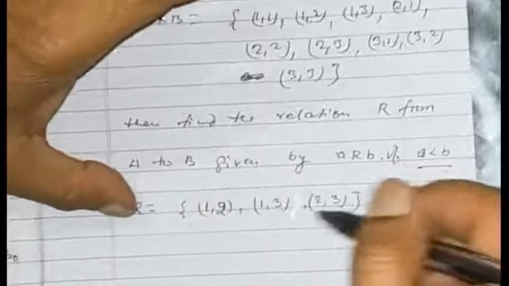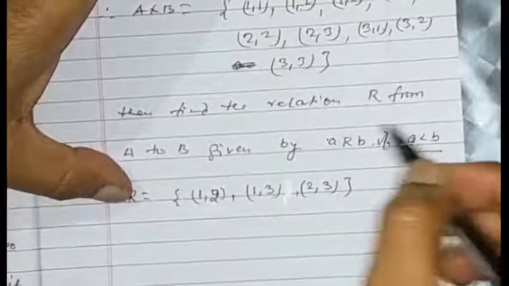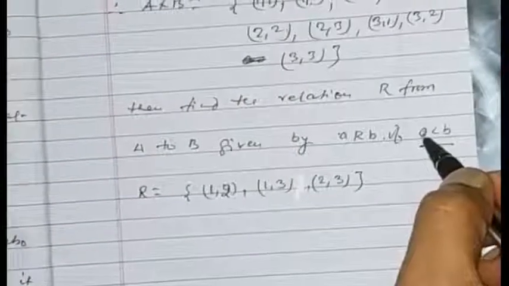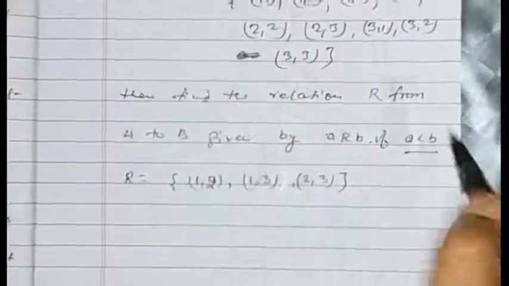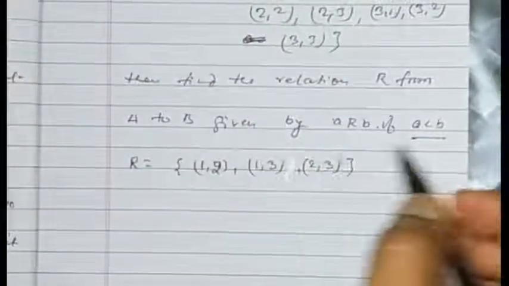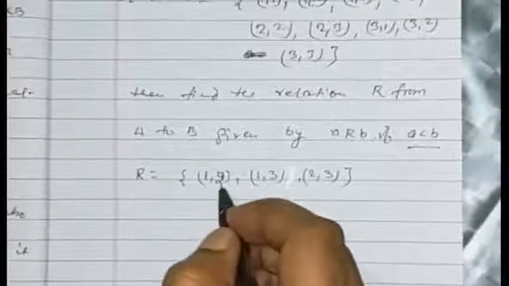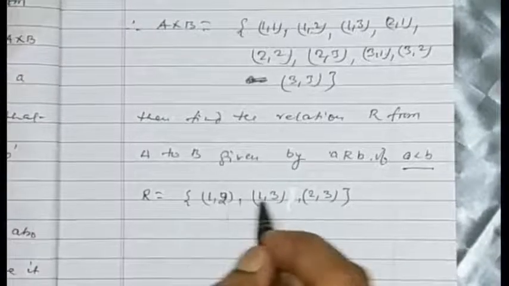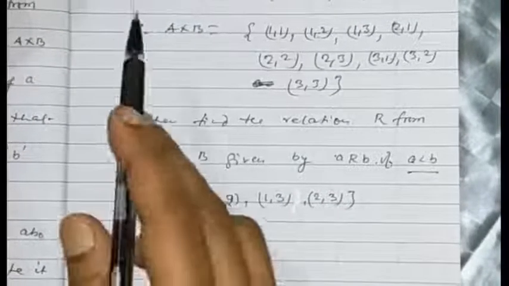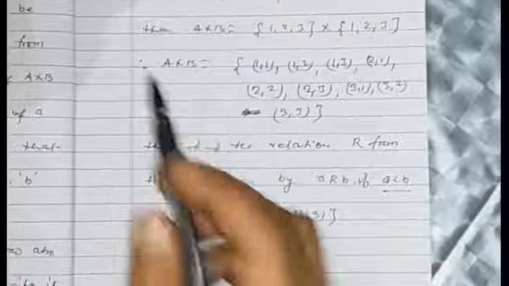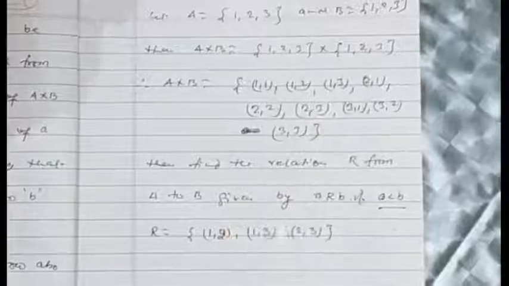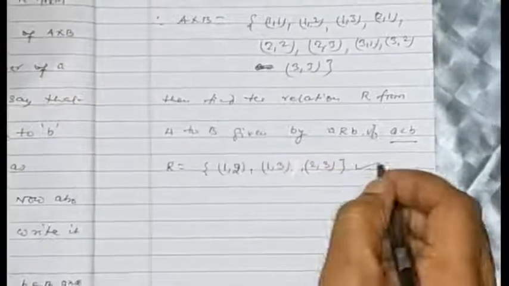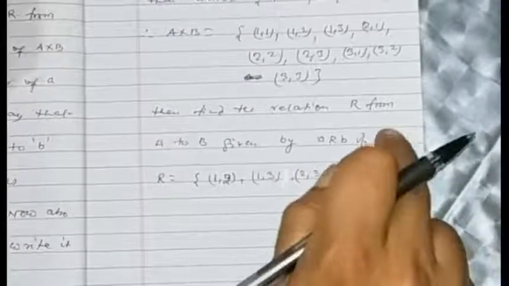Now we define the relation on the basis of these conditions. On the given condition, a less than b, a belongs to set A and b belongs to set B. Similarly here we establish the relation (1, 2), (1, 3), (2, 3). 1 is less than 2, 1 is less than 3, 2 is less than 3, a less than b, where 1 belongs to set A, 2 belongs to set A and 2 belongs to set B, 3 belongs to set B. This is the relation on the given condition, and therefore this is a relation from A to B.